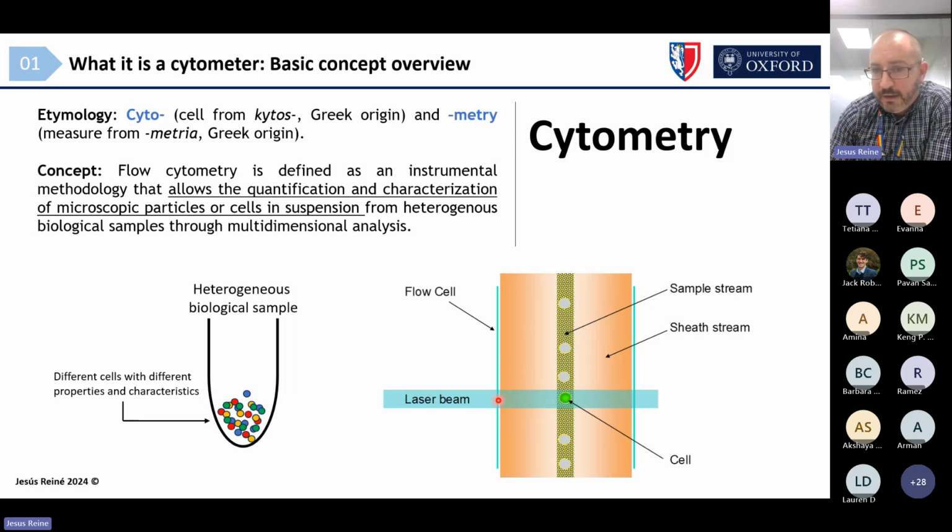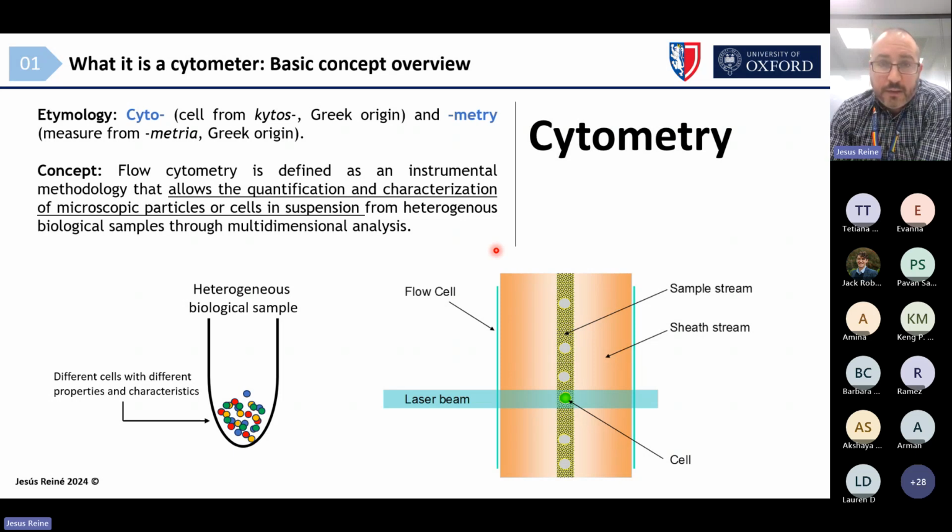This laser normally is located in an orthogonal position. That means it's 90 degrees from the acquisition, and the cells are aligned thanks to a stream that we put inside the machine. So we make all the heterogeneous cells run like a single column. Then when the cells have passed the interrogation point, they are still in a single column, but they are going to the waste of the instrument.